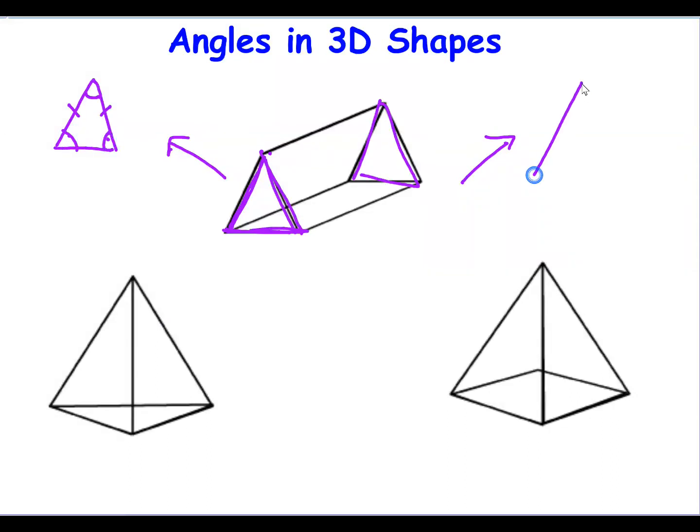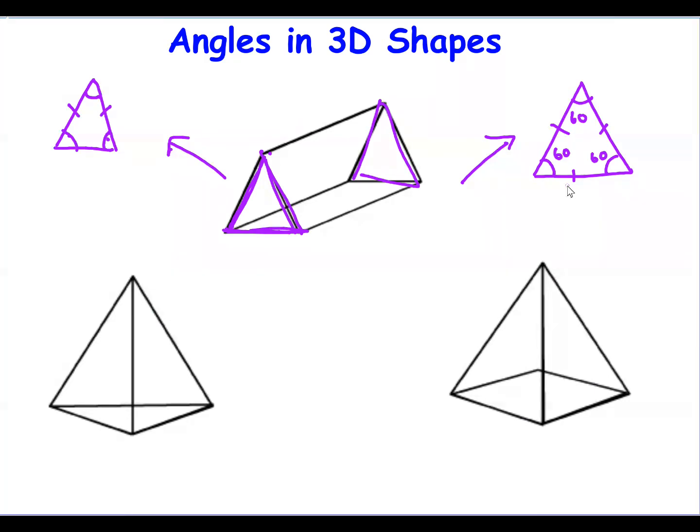However, if the edges on your triangle of the triangular prism are all the same length, it means each of these angles are 60 degrees because they're all equal. All of the sides are the same length, all of the angles are the same, so 180 degrees divided by 3 gives us 60 degrees for each angle.